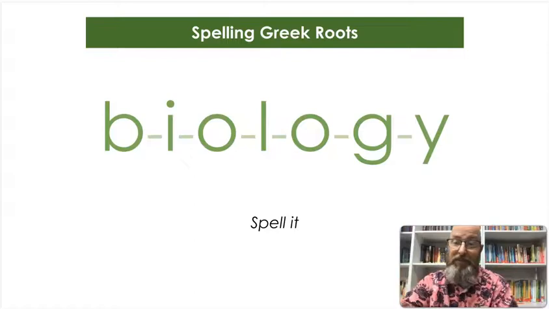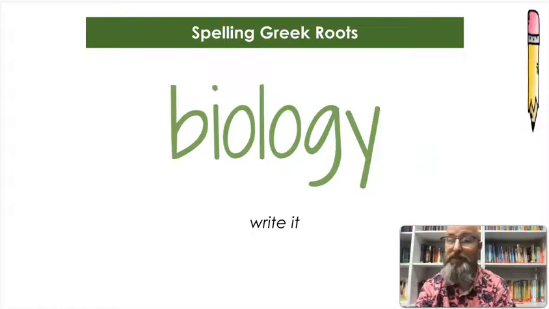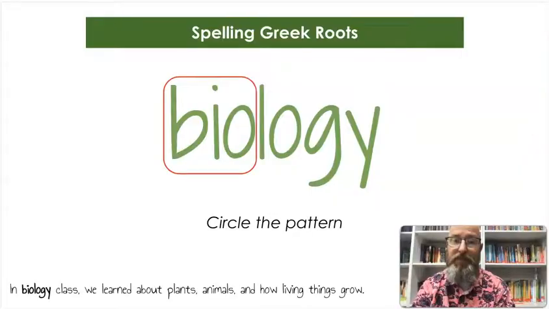Let's spell it. B-I-O-L-O-G-Y. Biology. And let's write it. B-I-O-L-O-G-Y. And let's circle that Greek root bio. In biology class, we learned about plants, animals, and how living things grow.